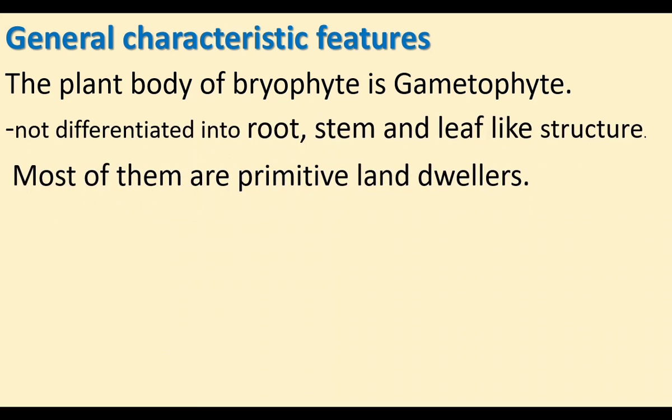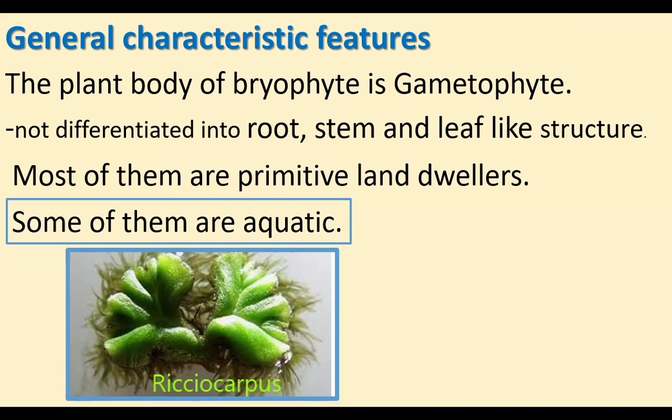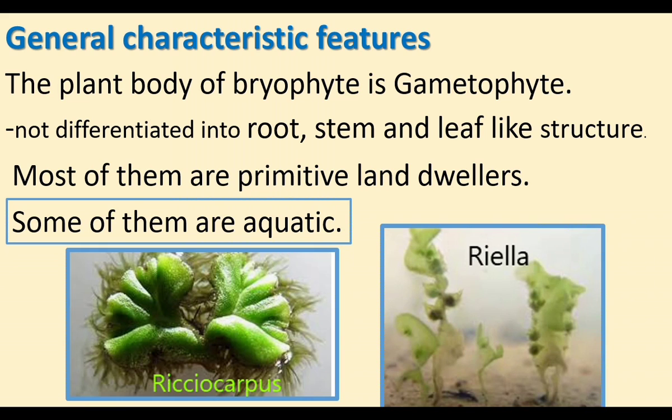Most of them are primitive land-living plants, but a few of them are aquatic. Example, Riccia fluitans. Riccia fluitans is an aquatic member of Bryophyta. Ricciocarpus is also an aquatic member.